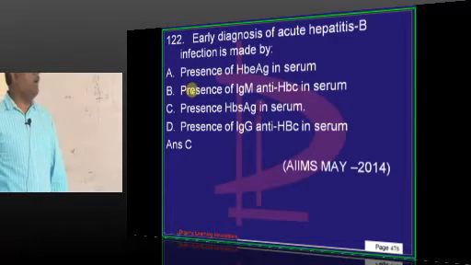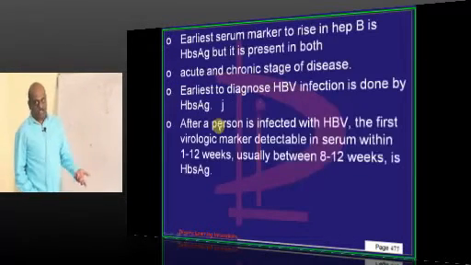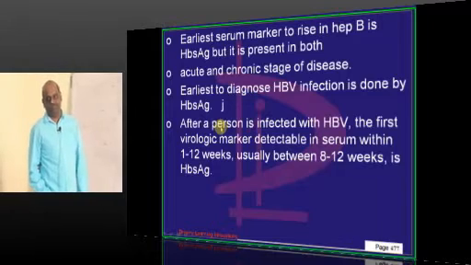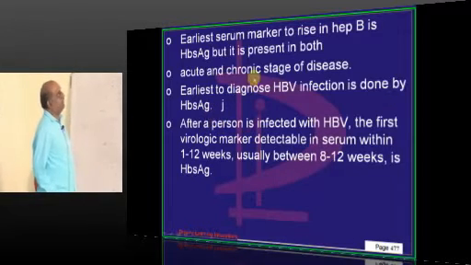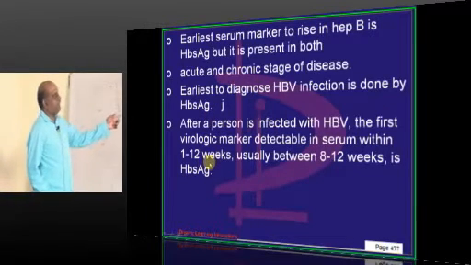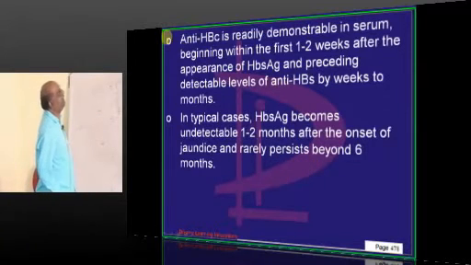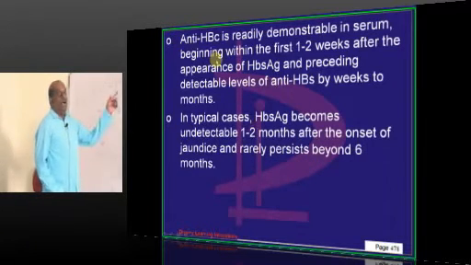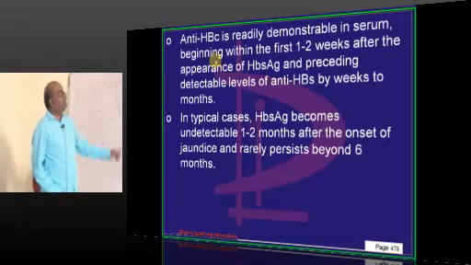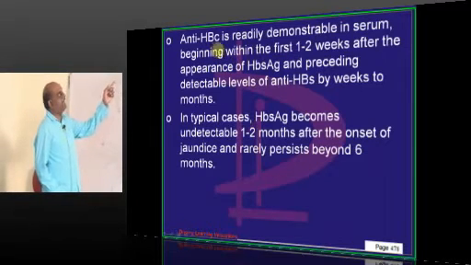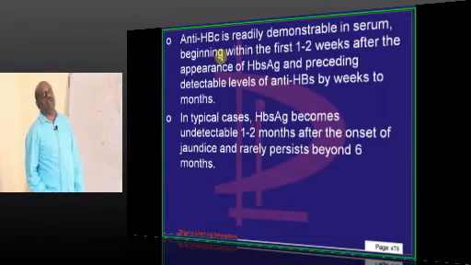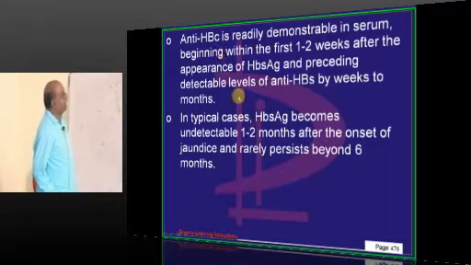Now, hepatitis B, how will you make a diagnosis very early, doctor? HBsAg is the first one to become positive, right? It typically becomes positive within 1 to 12 weeks, usually between 8 to 12 weeks is what you need to remember. After HBsAg appears, about 1 to 2 weeks later, anti-HBc will come. There is no HBc found, right?